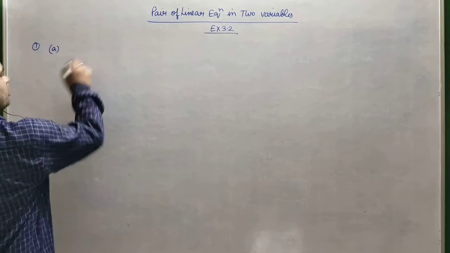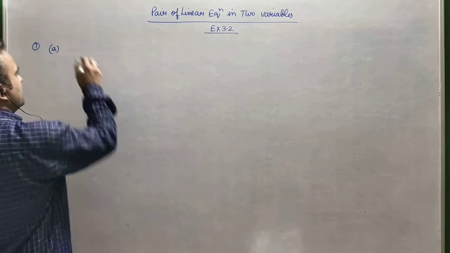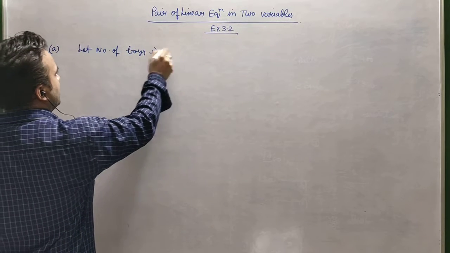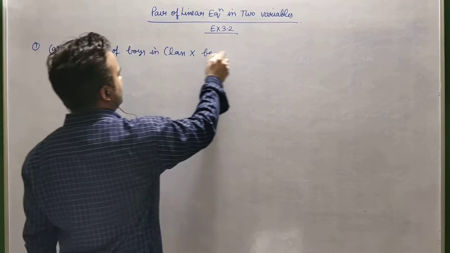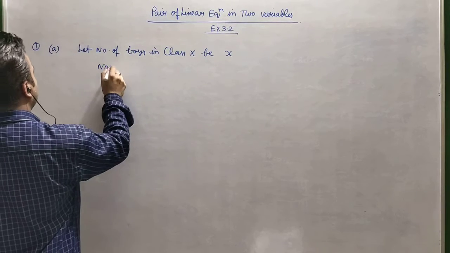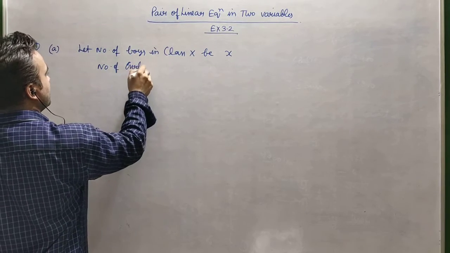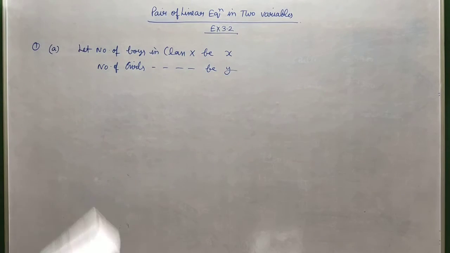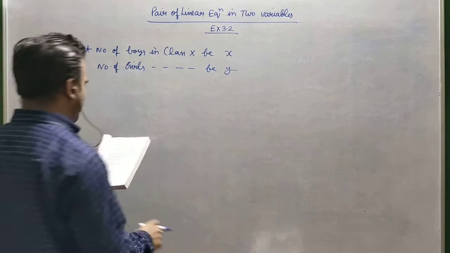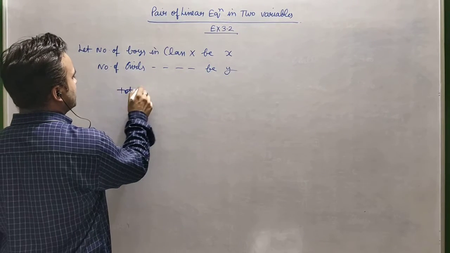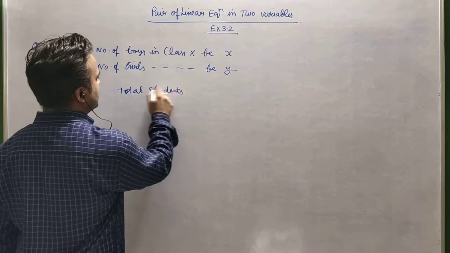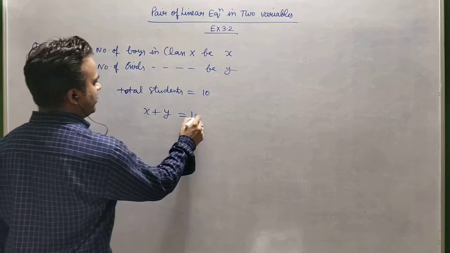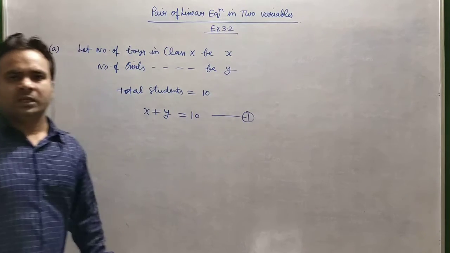So what we will do here, because we have to use linear equations in two variables, let the number of boys in class 10th be x and the number of girls in class 10th be y. It means we have supposed the number of boys x and the number of girls y, and total number of students, how many students are there? So total students is equal to 10. So what will it be? See, it means x plus y equal to 10. This is the first equation, right?